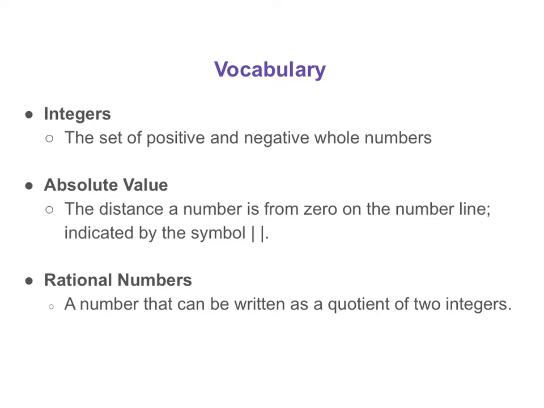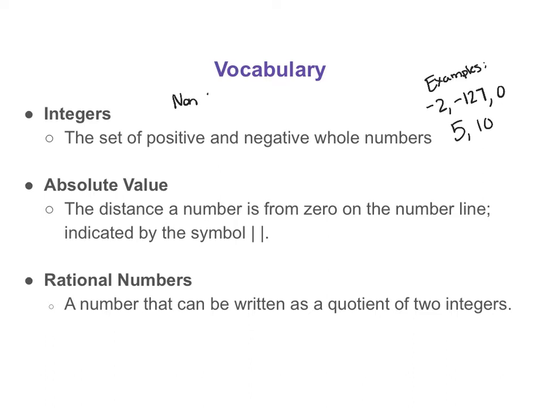So integers are the set of positive and negative whole numbers. For example, you have -2, you can have a negative 127, you could have 0, you could have 5, and 10. These are examples of integers.